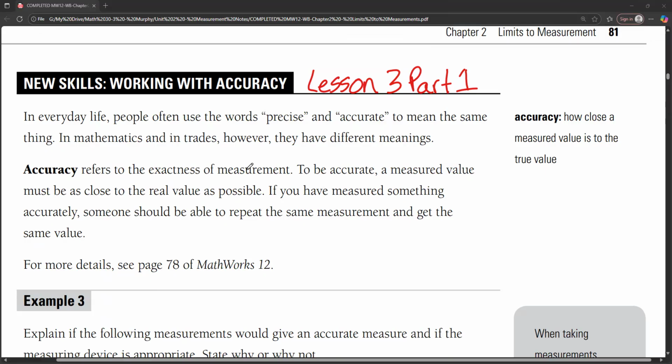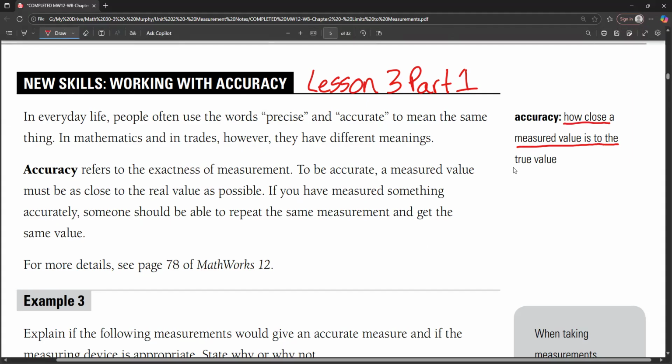Accuracy refers to the exactness of a measurement. So to be accurate, a measured value must be as close to the real value as possible. If you have measured something accurately, someone should be able to repeat the same measurement and get the same value. So over here, accuracy: how close a measured value is to the true value.